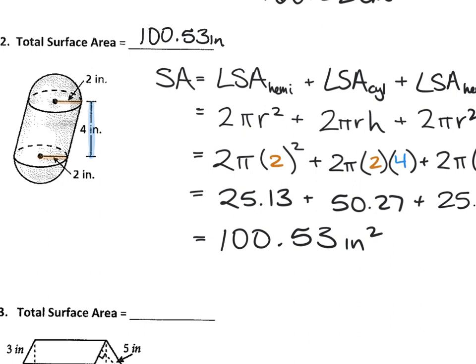100.53 inches squared. So interesting enough that when we said find the total surface area, we just found the lateral of the shape, because everything was a side. There were no tops or bottoms.